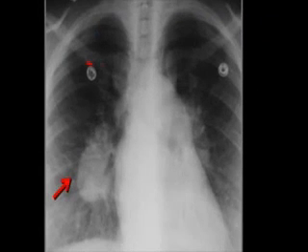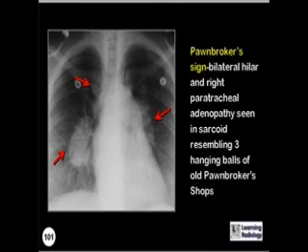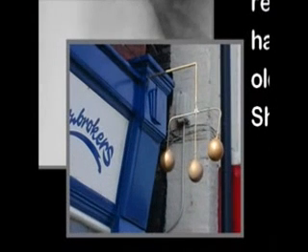Here's the first sign. What's the name of this sign? This is called either the pawnbroker sign or Garland sign. It is bilateral hilar and right paratracheal adenopathy, usually seen in sarcoid, and it's called the pawnbroker sign because it resembles the three balls hanging from the old pawnbrokers or pawn shops.